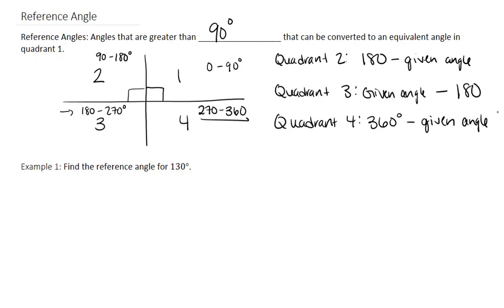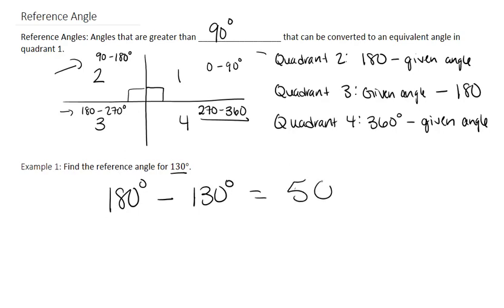So we look at example 1. Find the reference angle for 130 degrees. So 130 is between 90 to 180. So we notice that we're going to have to go 180 minus 130. And this will give us our reference angle. So this would be 50 degrees. So our reference angle is 50 degrees.